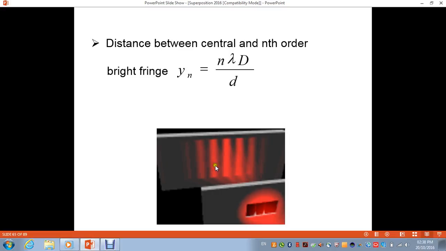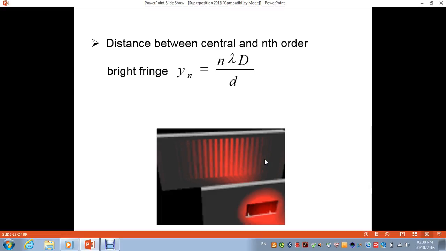Then in this animation, I illustrate to you the central bright fringe and the nth order bright fringe. When you change the distance d, you can see two slits here. The two slits are moving further apart, so the small d will increase. Coming closer together, small d decreases. So let's take a look at what happens when the small d decreases. You can see that the fringes are further apart. So the distance from the central bright fringe to the nth bright fringe increases.